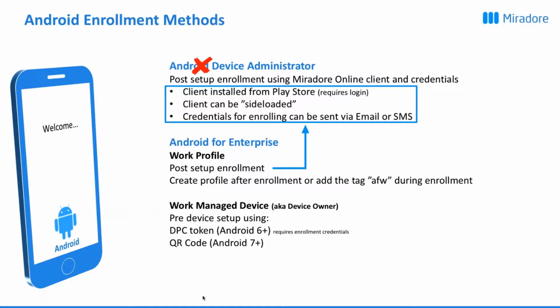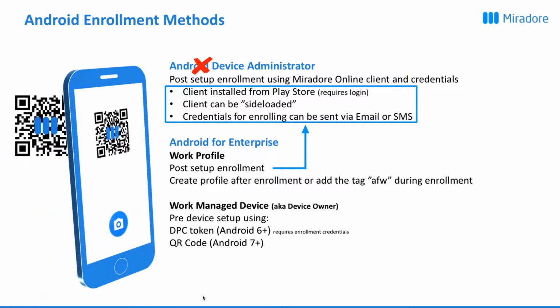So next up, we have QR code. So if the device is running Android 7 or newer, what you can do is at the welcome screen, you tap on the welcome text 6 times. This will launch a QR code reader, which will allow you to read a QR code from within Miradore Online, and that will also kickstart the enrollment of the device into device owner mode.